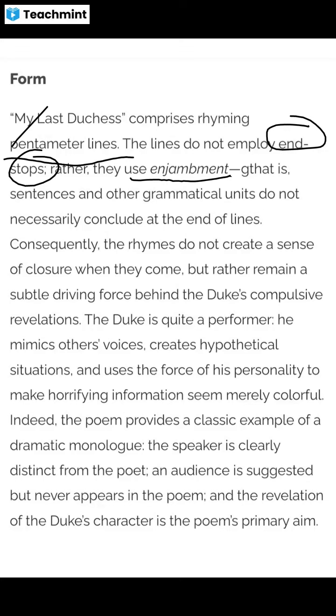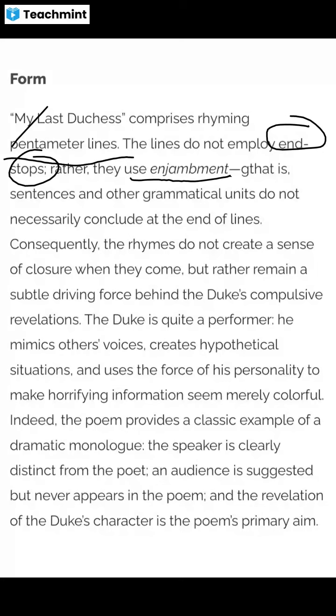Yeah, so you find these things. But I would like to tell you, when you talk about these lines that My Last Duchess comprises rhyming pentameter lines, these are rhyming pentameter lines. The lines do not imply end stop. What do you mean by end stop? End stop means full stop. Often you find that in a closed heroic couplet, you find a full stop after two lines, and that gives you the complete sense. So here there is no end stop. End stop does not mean that after two lines there is a full stop and the sense ends there. No, not at all.